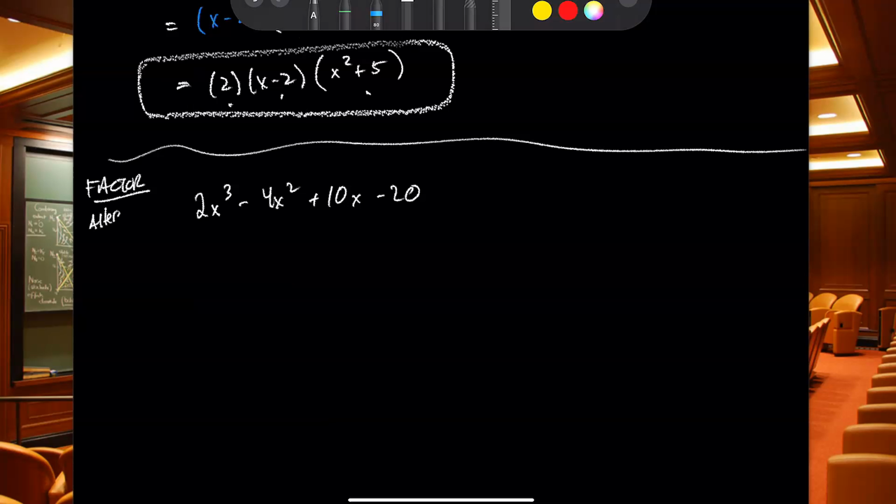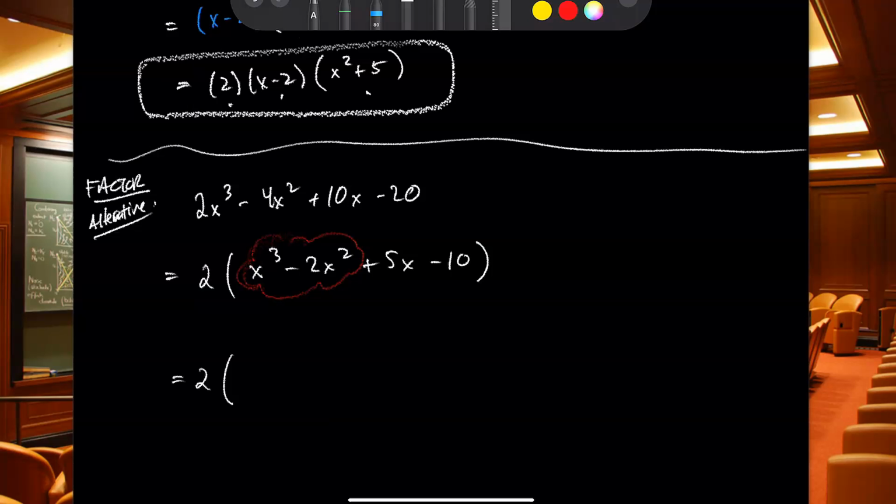Factor, let's say, an alternative way. Let's say you notice that 2 was a GCF. Then you can rewrite the inside like so. And then again you can do factoring by grouping, and it's going to follow the same way, right? We consider just here at first, but we've got to carry this 2 along as sitting outside.